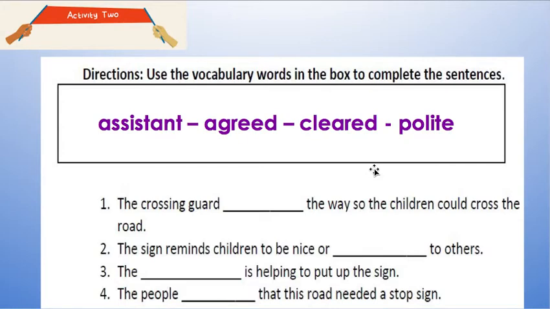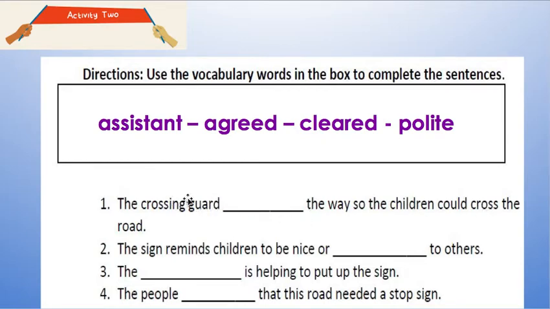Now here the activity says directions, use the vocabulary words in the box to complete the sentences. Now the words are assistant, agreed, cleared, and polite. So I'm going to read the sentence and I'm going to cross out the word and write which one is the right one for each blank. Now, the crossing guard dashed away so the children could cross the road.